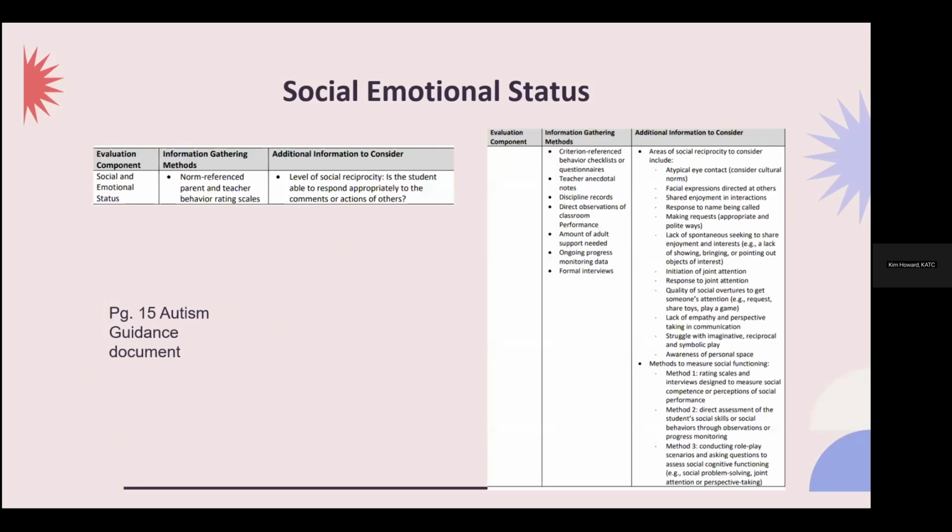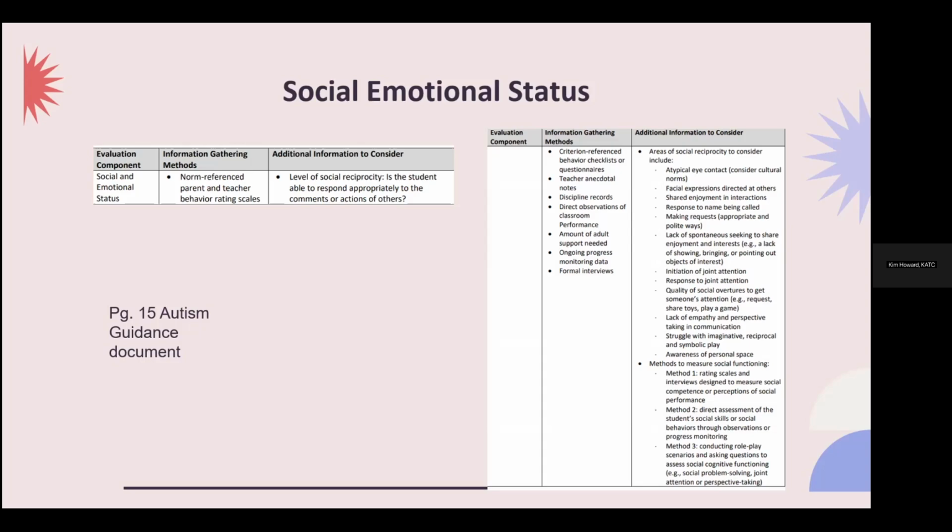So when we're thinking about evaluation, we're thinking about social emotional status. And you're going to find this on page 15 of the autism guidance document, right? And it literally just says we're thinking about social emotional status for our students. A lot of times this is where we're pulling in different evaluations. We're looking at that social reciprocity. Is that student able to respond appropriately to the comments and actions of others?